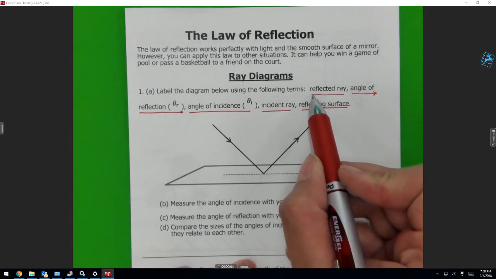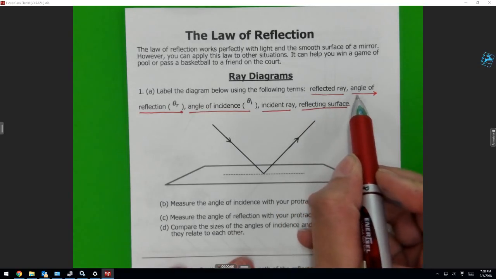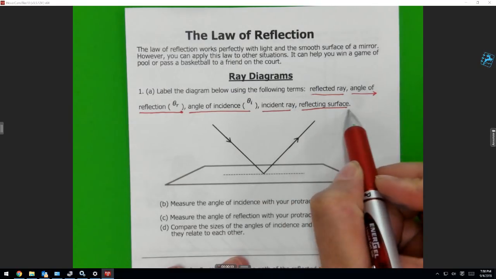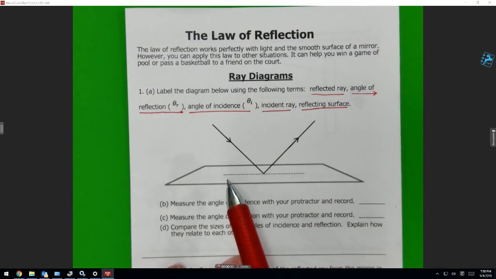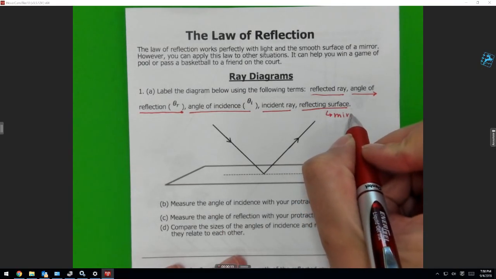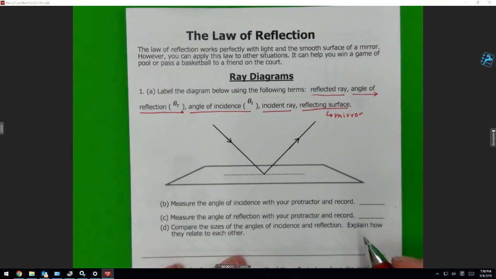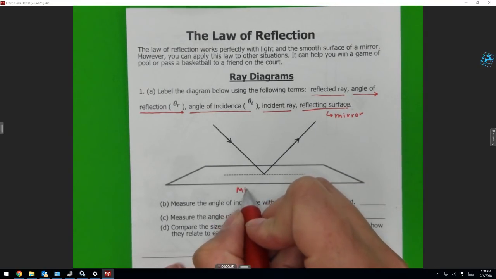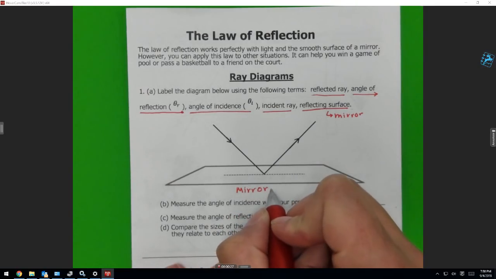So if you look at these 5 terms, we have reflected ray, angle of reflection, angle of incidence, incident ray, and reflecting surface. So if we're looking at this rectangle and we're saying that our reflecting surface is something like a mirror, if we're thinking about labeling our parts, first off, this is probably our mirror, this rectangle shape right here.